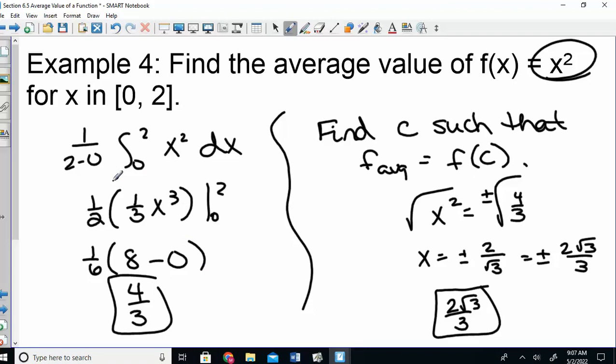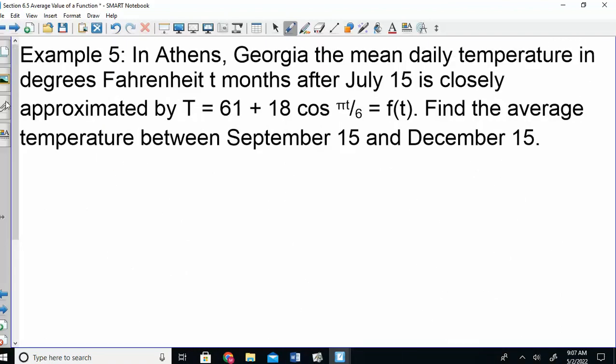Let's do one that's not so pretty. We have a trig function in every now and then. Can't let that go away. So in Athens, Georgia, the mean daily temperature in degrees Fahrenheit, t months after July 15th, is closely approximated by this function. Find the average temperature between September 15th and December 15th.